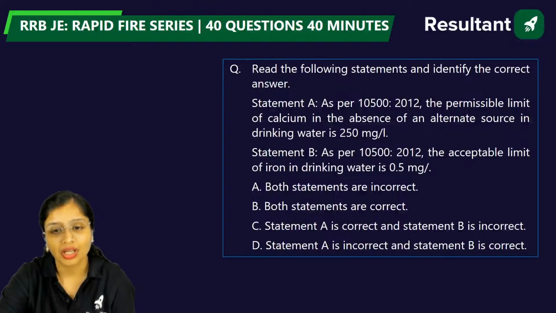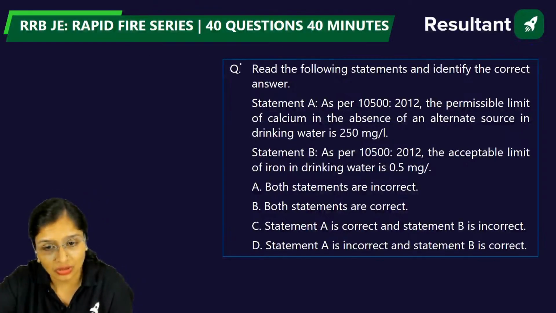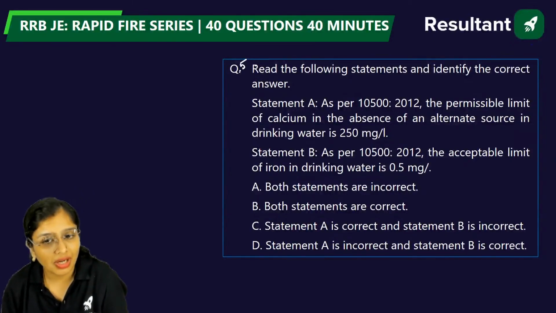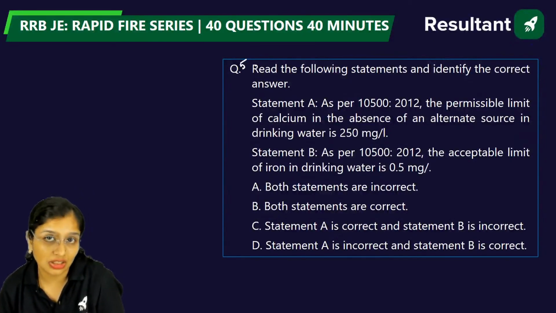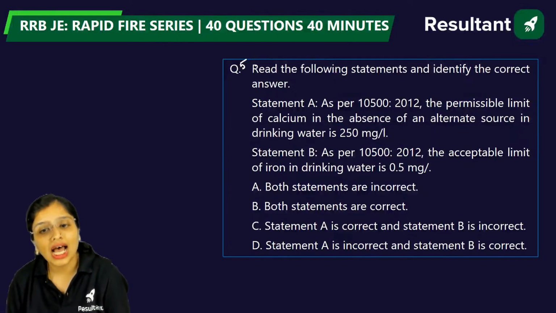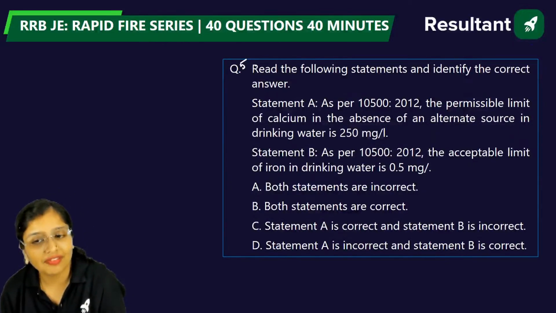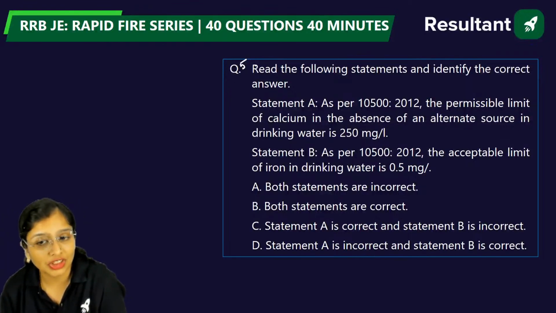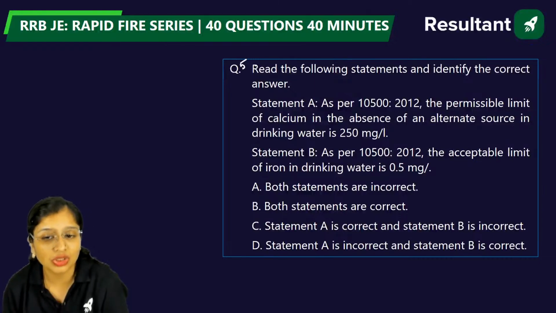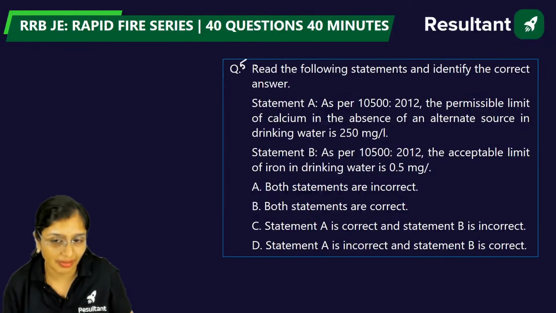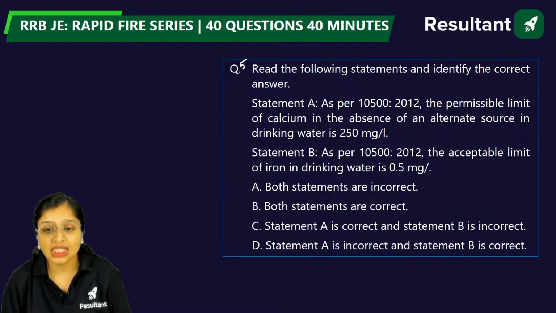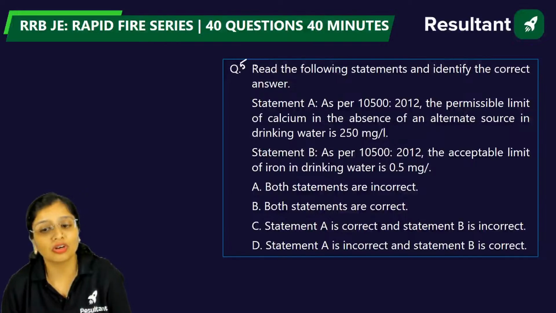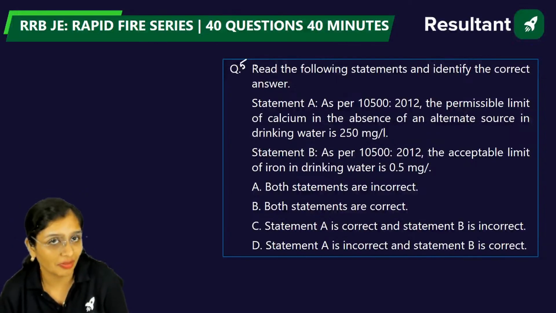Okay, now question number 5. Now this is a good question. The statements are given to you and you have to identify the correct answer. First statement: as per IS 10500/2012, the permissible limit of calcium in the absence of an alternate source in drinking water is 250 mg per liter. Second: as per 10500/2012, the acceptable limit of iron in drinking water is 0.5 mg per liter.